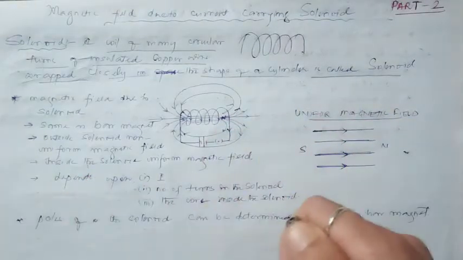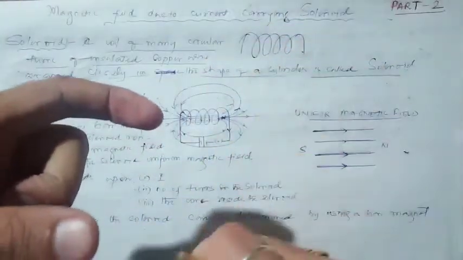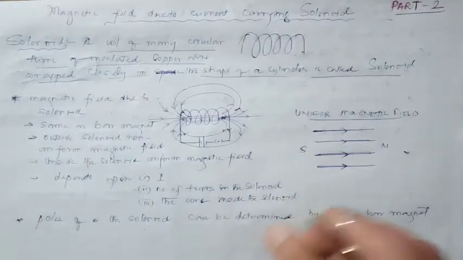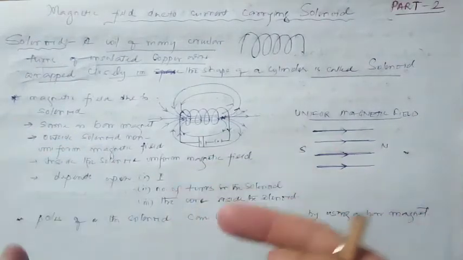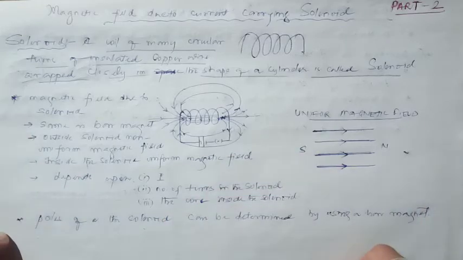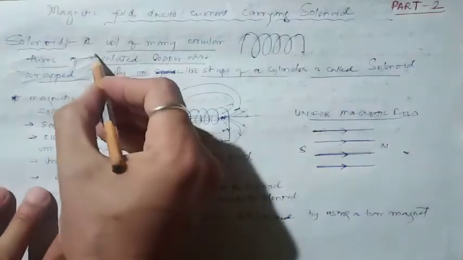Suppose you have a straight insulated copper wire. If you wind it in the shape of closely wrapped loops, you get an arrangement which is circular, cylindrical. So the arrangement is called a solenoid. So that's what we mean by this line.